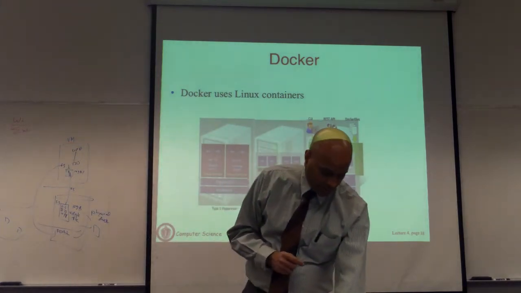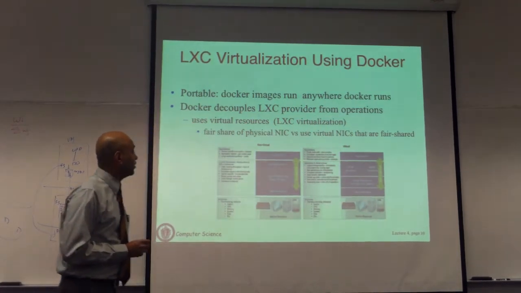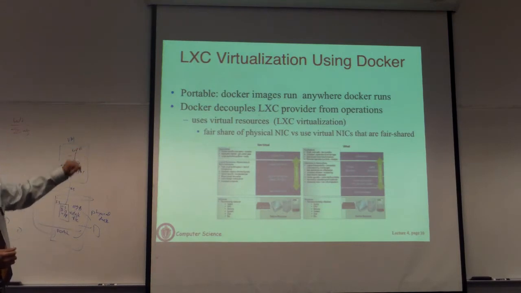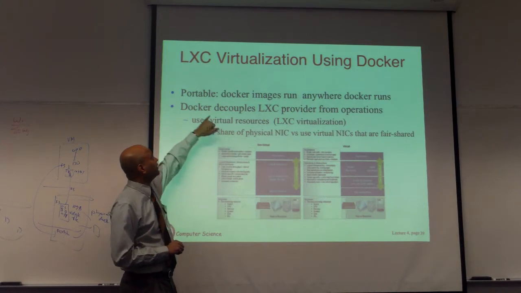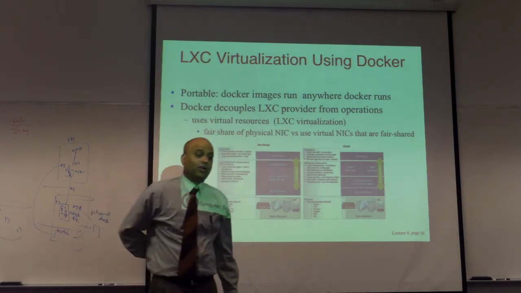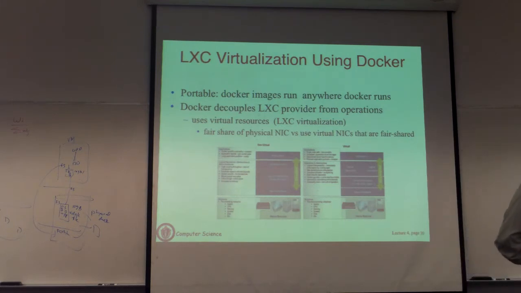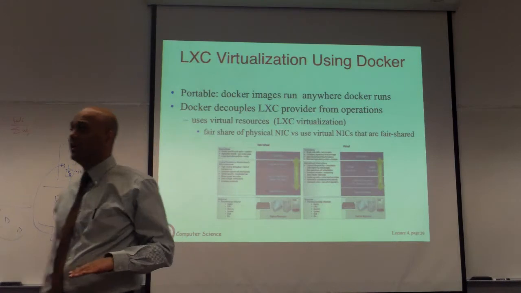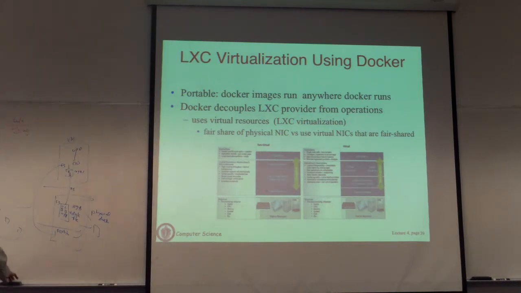So now I'll talk a little bit about how some of these things work. That picture again looks very cluttered. So first I said it's portable. Docker images will run anywhere with Docker. But more importantly, the way Docker actually makes it portable is that it has added a small layer of virtualization on top of Linux containers themselves. So what does that mean? Let me give you an example.